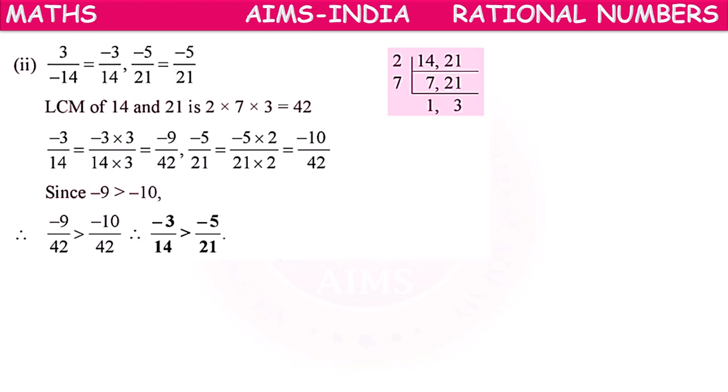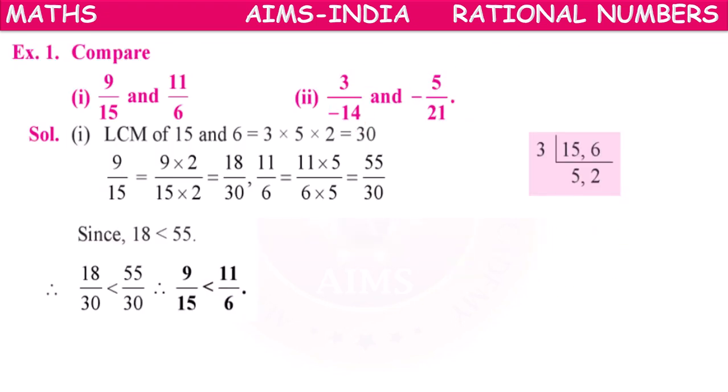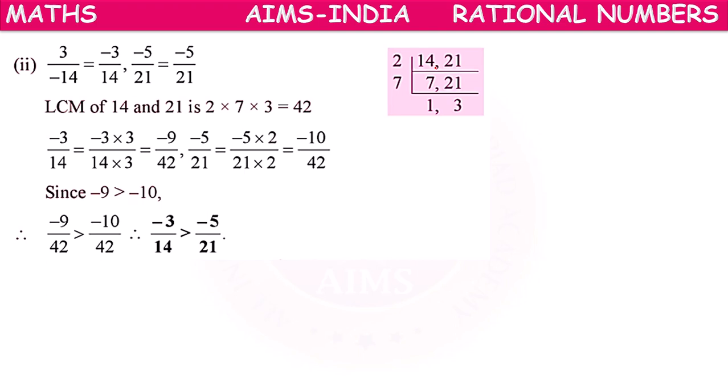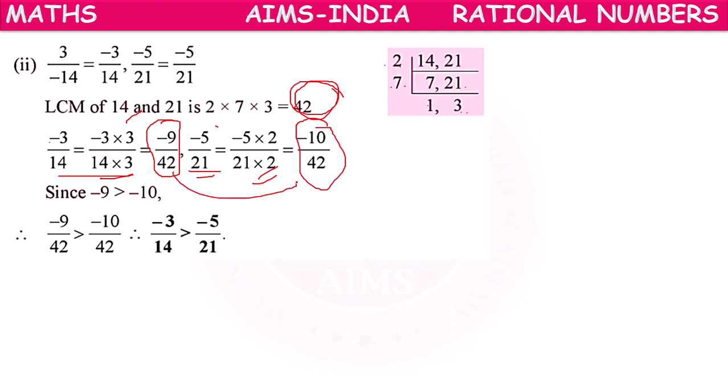14 and 21. Divisible by 2, 2 7 times 14. 21 same, divisible by 7. 7 1 times 7, 7 3 times 21. 2 7 times 14, 14 3 times 42. LCM 42. First one, 14 3 times, multiply by 3. Minus 9 by 42. Second one, multiply by 2. Minus 10 by 42. 42, 42 same.